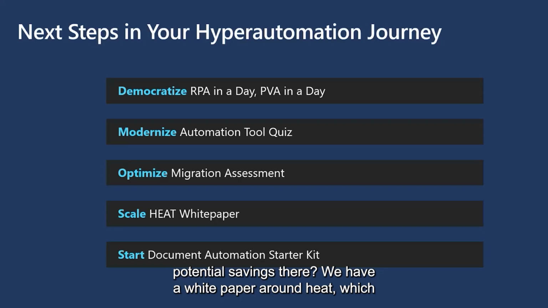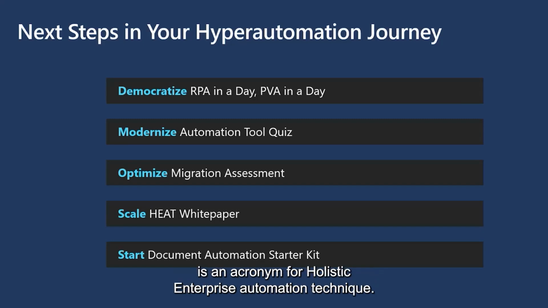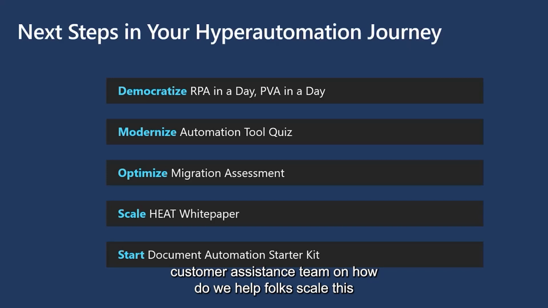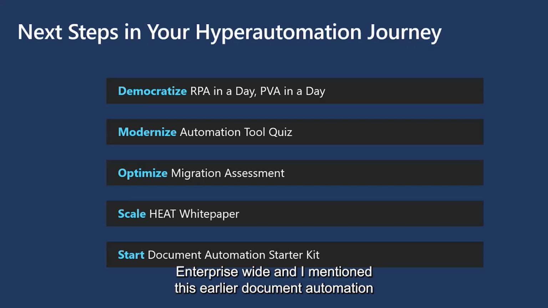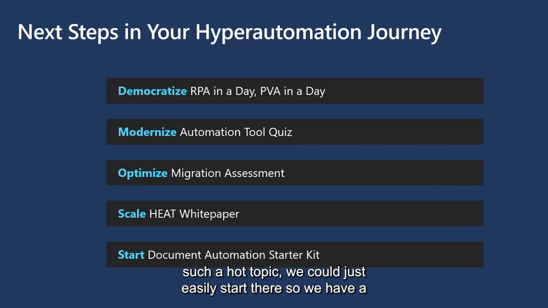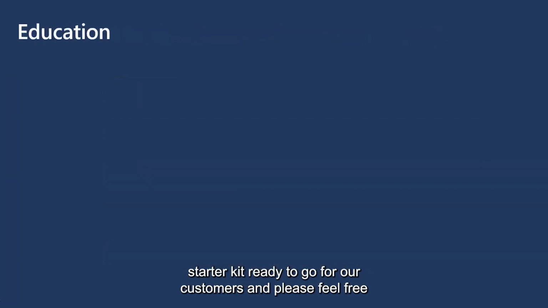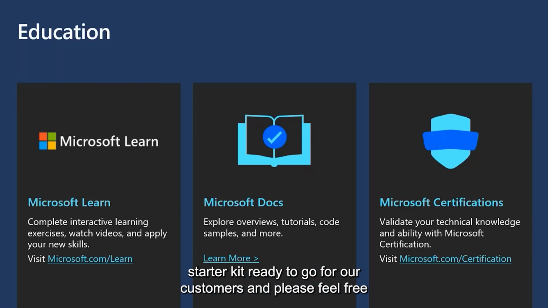We have a white paper around HEAT, which is an acronym for Holistic Enterprise Automation Technique, basically our point of view from our PowerCat team, our customer assistance team, on how we help folks scale this enterprise-wide, not just pockets of impact, but impact enterprise-wide. And I mentioned this earlier, document automation is such a hot topic. We could just easily start there. So we have a starter kit ready to go for our customers, and please feel free to ask your Microsoft resources about any of those.